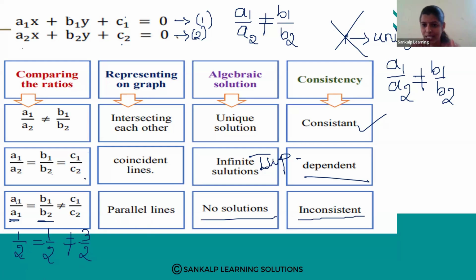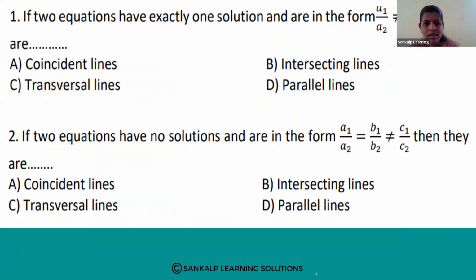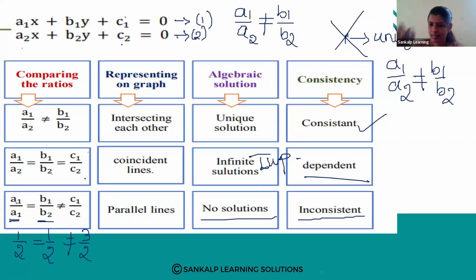So when the lines are intersecting each other, the graph is consistent. When the two lines are coincident, the lines are dependent. When you get parallel lines, that time the graph is inconsistent. Okay, this is very, very important. Next, based on this concept, we are going to discuss some MCQ questions. Okay, all are ready? Yes.